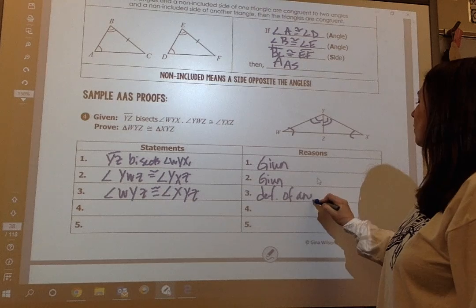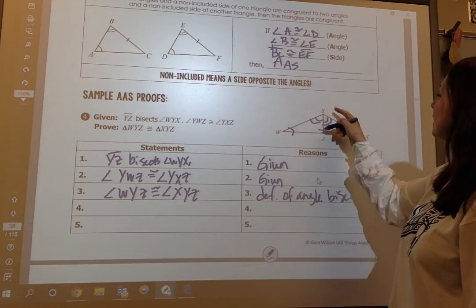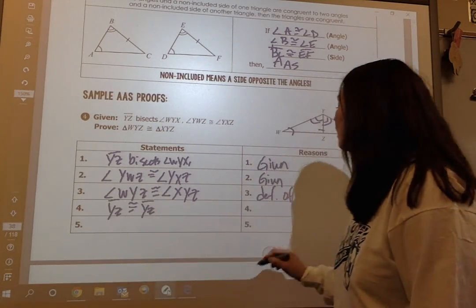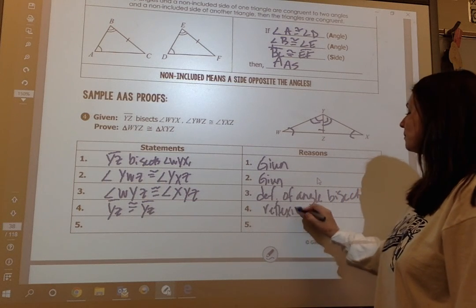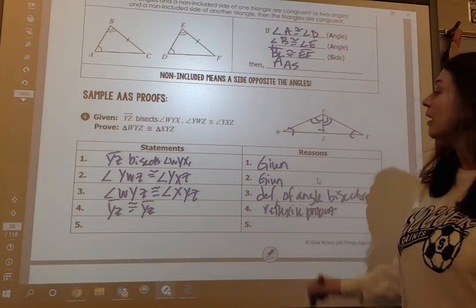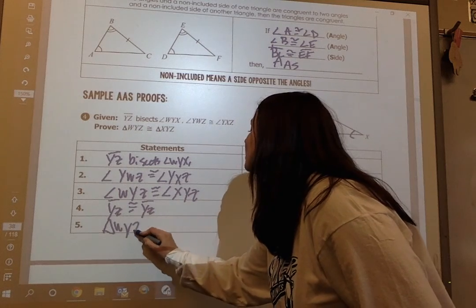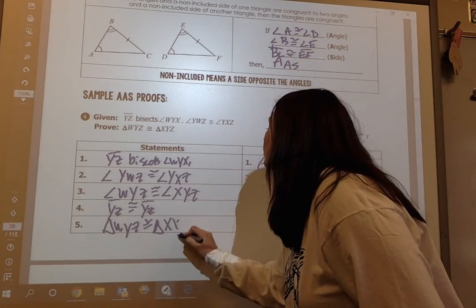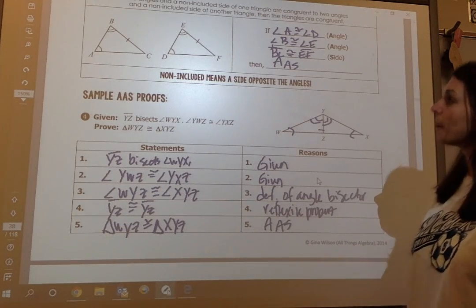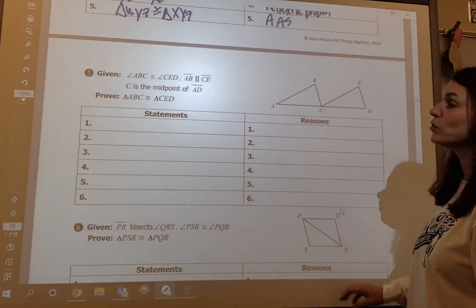I look at this diagram and I can see that YZ is congruent to YZ, and that's because of the reflexive property. Now I have angle, angle, side, allowing me to make my Big Daddy statement of triangle WYZ is congruent to triangle XYZ, and that is because of angle, angle, side. Okay? All right, let's take a look at a couple more because I know how much you love them.